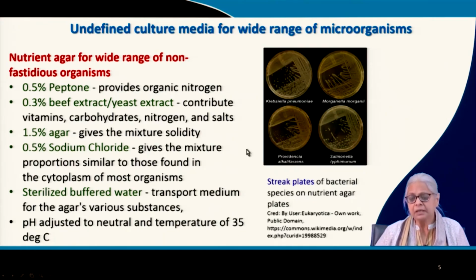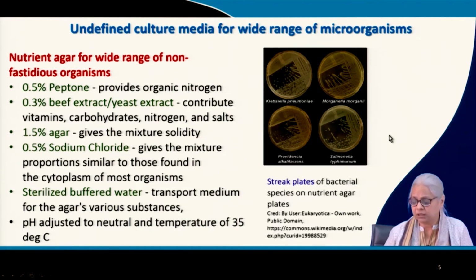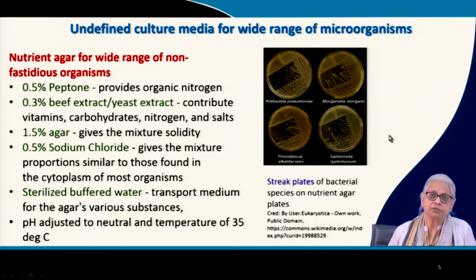So here you see streak plates of pure cultures of 4 different species. So you have Klebsiella pneumoniae, Morganella, Providencia, Salmonella, and so on. So these kinds of things can be done very easily in the lab.